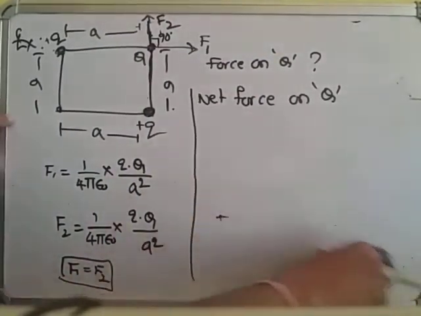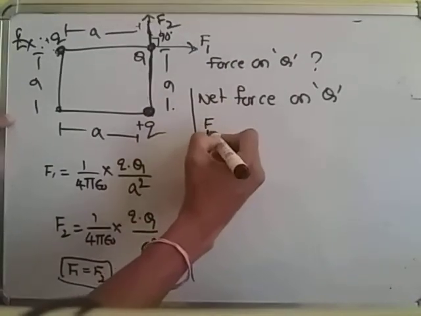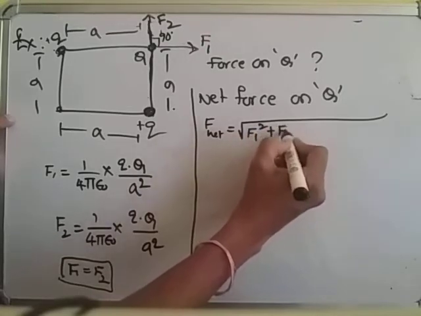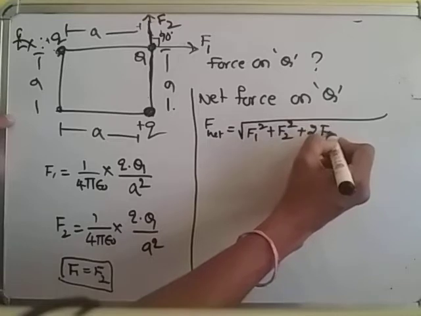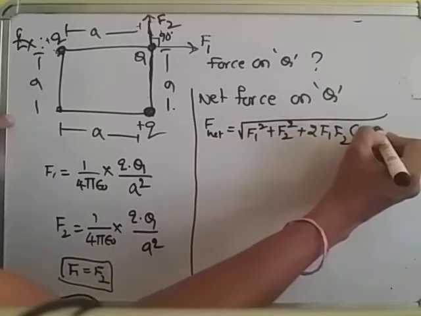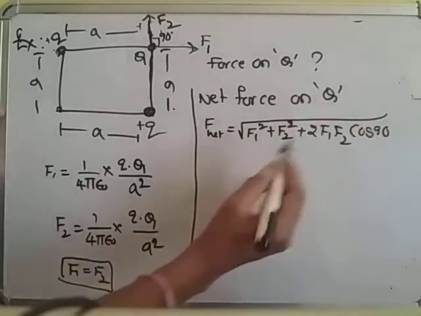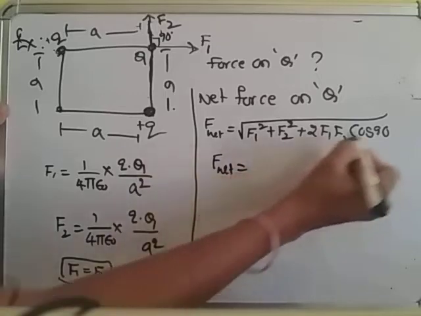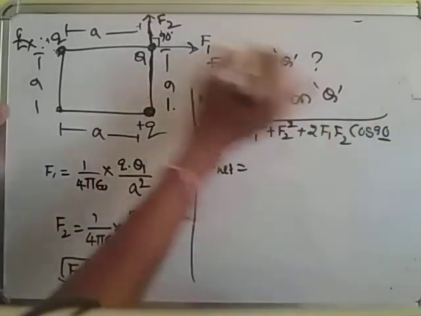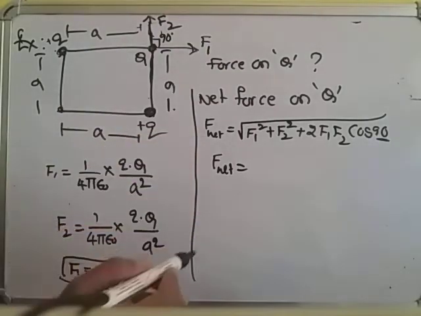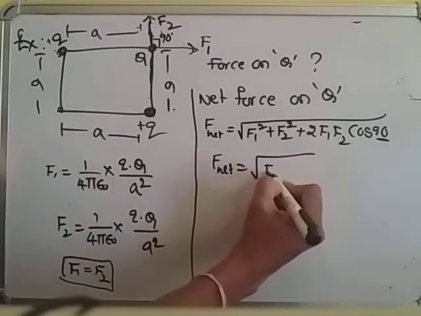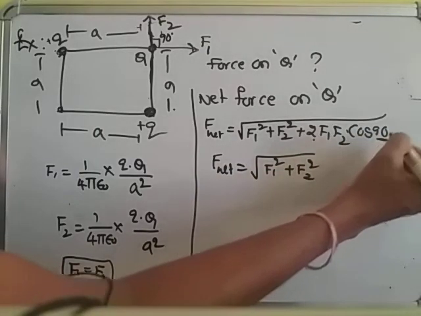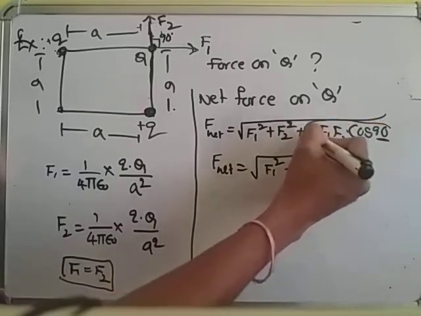The net force formula is the parallelogram law. Same direction means we have to add, opposite direction we have to subtract, at a certain angle means we have to use the parallelogram law. Then the formula is under root F1 square plus F2 square plus 2 F1 F2 cos 90. Cos 90 is 0, so we get under root of F1 square plus F2 square plus 2 F1 F2 into cos 90, which is 0. Then 0 into something, this total term will become 0.